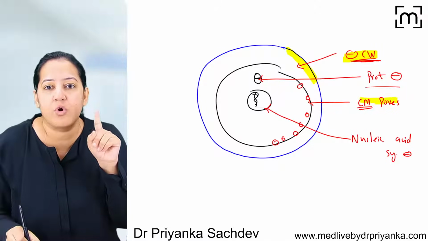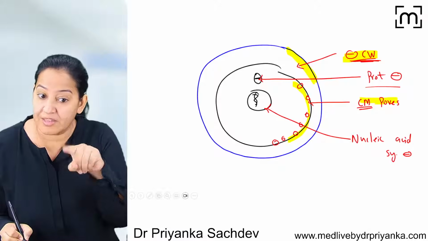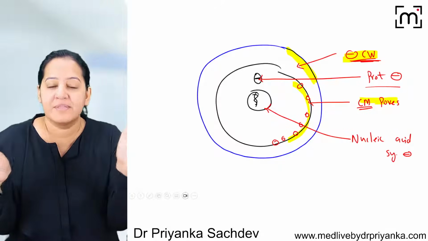The second are the drugs which cause pores in the cell membrane. They do not act on the cell wall. They cause pores in the cell membrane, so the bacteria will get killed because the cytoplasm will leak out.